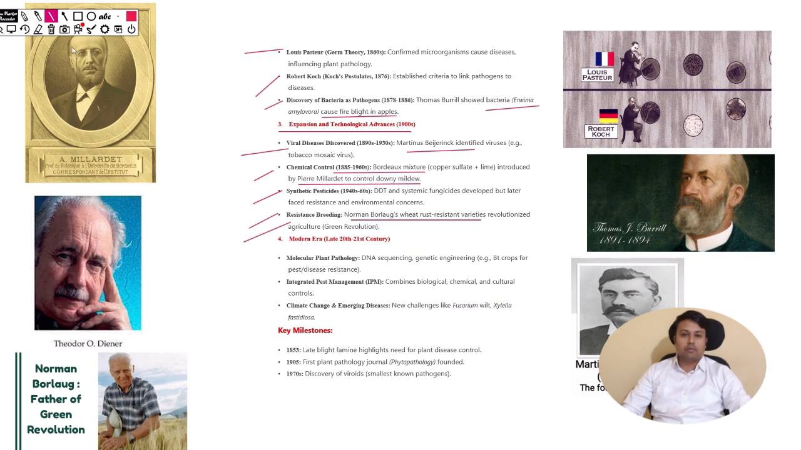Now coming to the modern era, in the 21st century, molecular plant pathology such as DNA sequencing and genetic engineering were utilized for understanding plant pathology, and some integrated pest management (IPM) practices were used, combined with biological, chemical, and cultural methods to reduce losses in crops. Chemical change and emerging diseases: some emerging diseases are also seen, such as viral diseases and Fusarium, studied in this century.